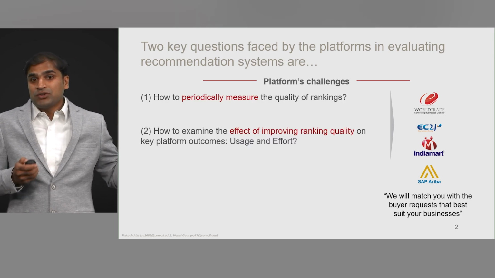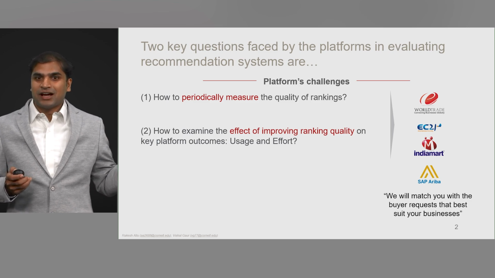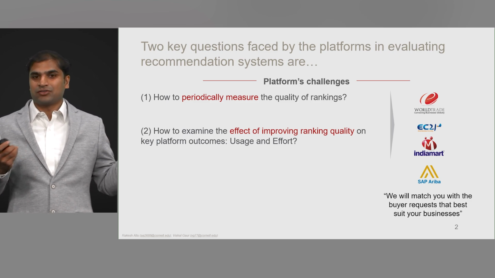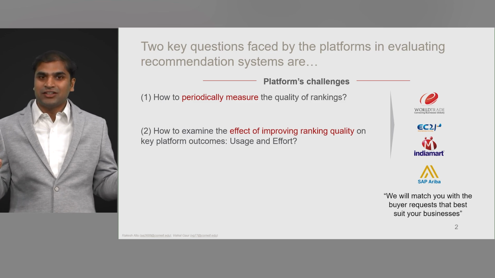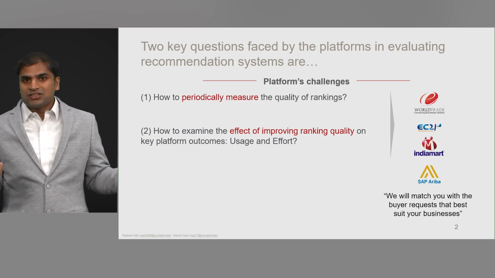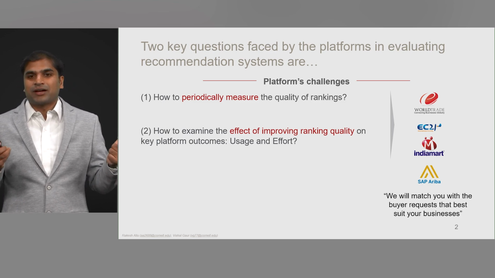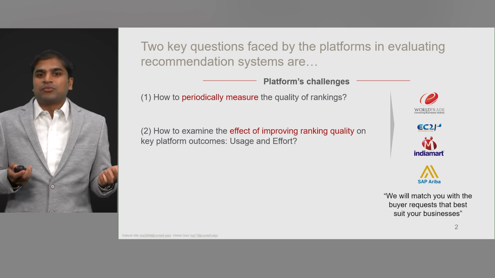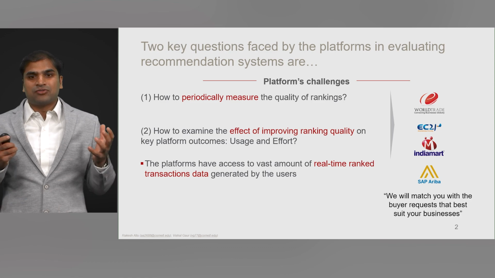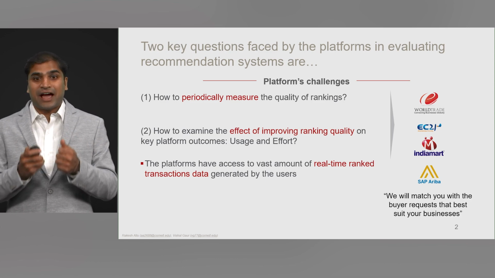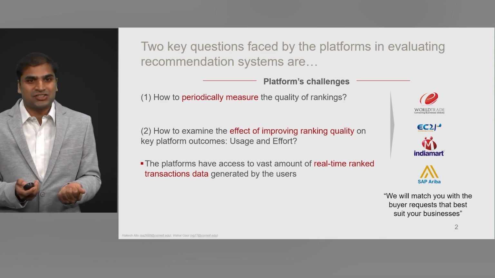Now, the platforms have two key questions to answer. One, how to periodically assess the quality of rankings. And two, how to examine the effect of improving ranking quality on usage and effort. Usage is basically the number of clicks on the contact buyer button. Effort is the total number of tiles the seller sees from the top. We use a vast amount of real time rank transaction data accessible to platforms to answer these questions.